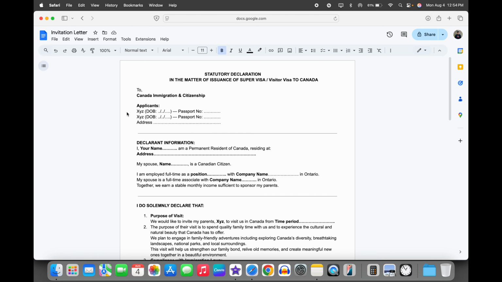Guys, this is a sample invitation letter that I made for myself, but if you want, you can use it. On the top: statutory declaration in the matter of issuance of super visa or visitor visa to Canada. You could choose one of these if you're applying for a super visa or a visitor visa to Canada. Immigration and Citizenship applicants. So in this section, it could be your parents, your grandparents, your siblings or your relatives. So their name, date of birth, passport number and their address. Please enter the address that is mentioned in their passport.